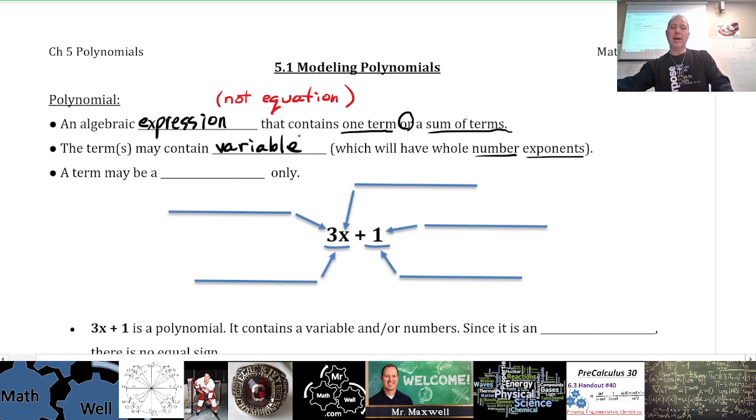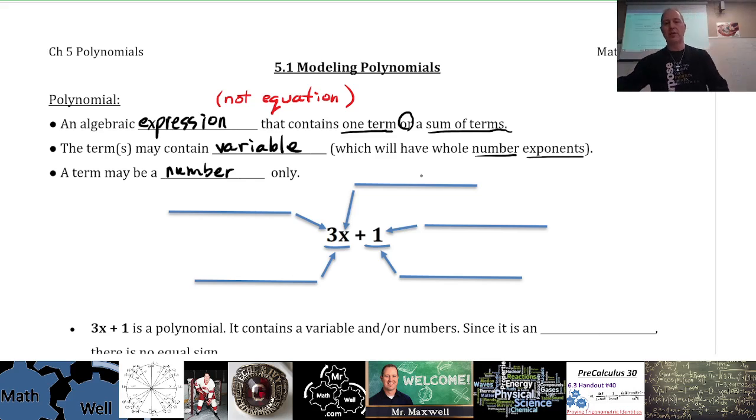A term may be a number only. Most of the time you'll have some kind of variable, but the number 7 is technically a mathematical expression and is technically a polynomial. So the terms may have numbers only.